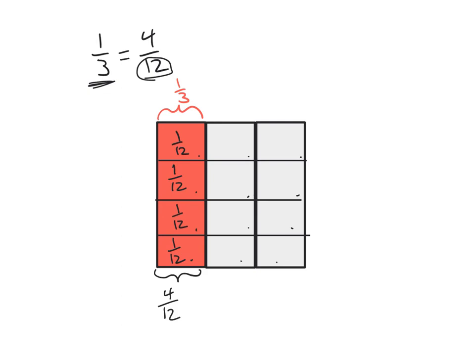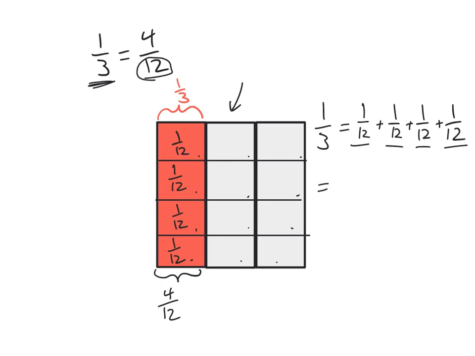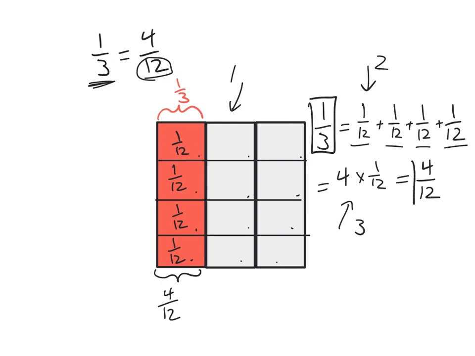So I can show this equivalence not only with the area model, but with an addition sentence. 1/3 is equal to 1/12 plus 1/12 plus 1/12 plus 1/12. And I can also do it with a multiplication sentence because I have 1, 2, 3, 4 copies of 1/12. That's also equal to 4 times 1/12, which of course is equal to 4/12. So I have 3 different ways to show that 1/3 is equal to 4/12.